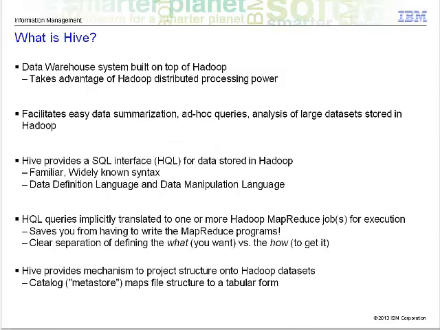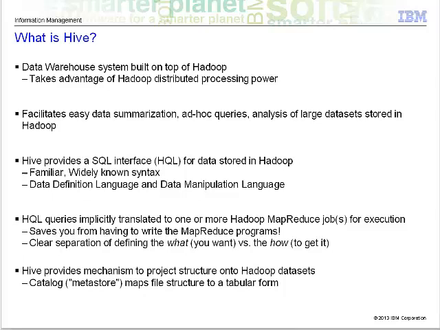So what exactly is Hive? Hive is a data warehouse system built on top of Hadoop. Hive facilitates easy data summarization, ad hoc queries, and the analysis of very large data sets that are stored in Hadoop. Hive provides a SQL interface, better known as HiveQL or HQL for short, which allows for easy querying of data in Hadoop. HQL has its own data definition and data manipulation languages, which are very similar to the DML and DDL many of us already have experience with.